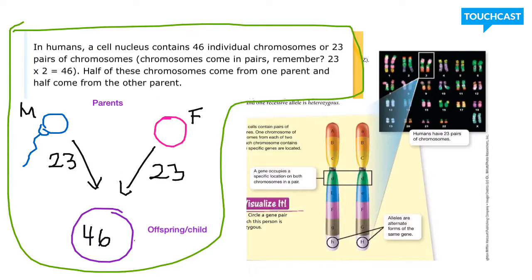Okay, in humans, a cell nucleus contains 46 individual chromosomes, or 23 pairs of chromosomes. And usually when we draw chromosomes, we do draw them in pairs. Chromosomes come in pairs, so 23 times 2 is 46. Half of these chromosomes come from one parent and half come from the other parent.